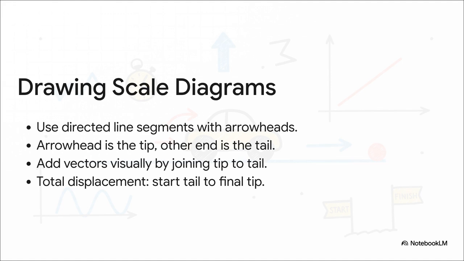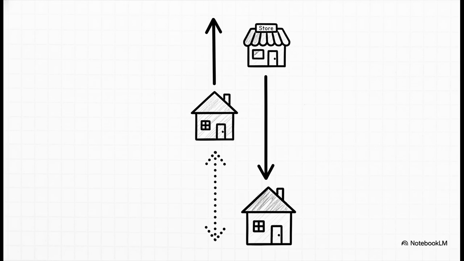You represent each vector as a directed line segment. The end with the arrowhead is the tip, and the starting point is the tail. To add movements together, you literally just connect the tip of your first vector straight to the tail of your next one. Your total displacement is just a single straight line from your very first tail all the way to your final tip. Let's make this concrete with an example.